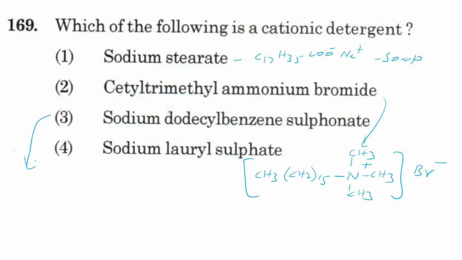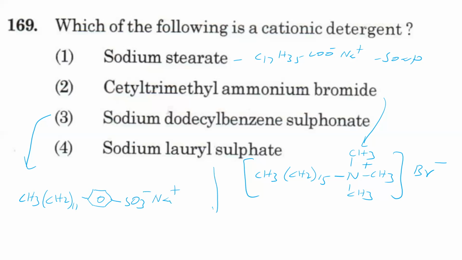Next we will take the third option. Dodecyl means 12 carbon atoms. Then we write the phenyl ring, then sulfonate. Sulfonate means SO3 minus and sodium Na plus. Here it is minus, therefore it is an anion.